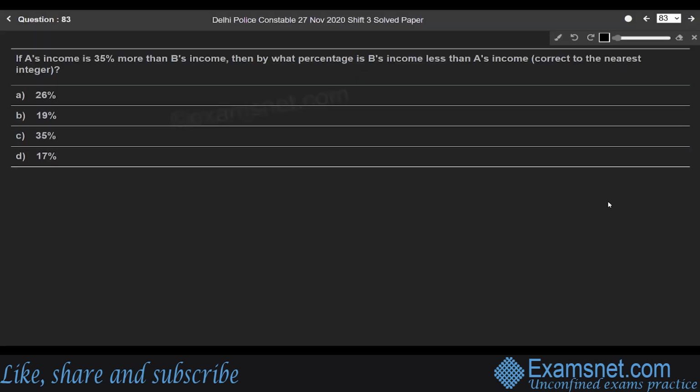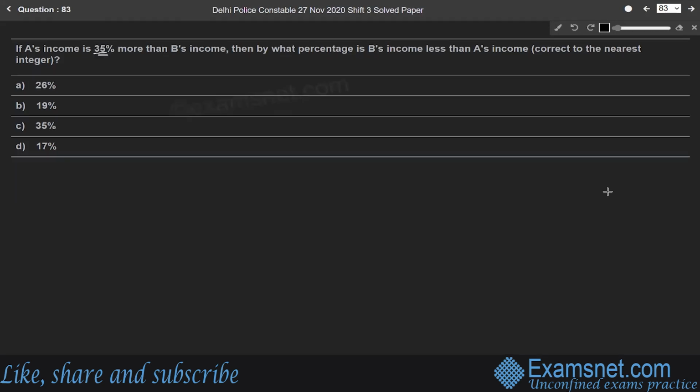Option D. Question 83. If A's income is 35% more than B's income, then by what percentage is B's income less than A's income? Correct to the nearest integer. So, given that A's income is 35% more than B's income. Right. So here, according to the question, by what percentage is B's income less than A's income?